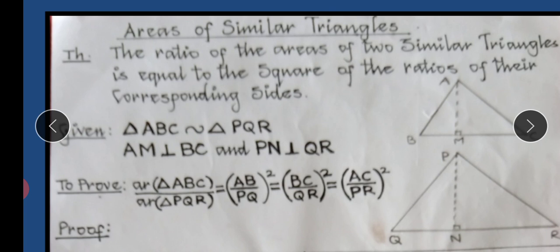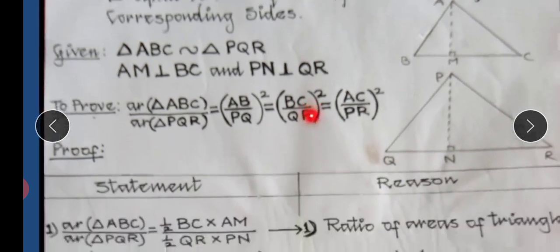This is what I was talking to you. Because of some technical problem, square was put at numerator and at denominator. Actually, you can write AB upon PQ whole square is equal to BC upon QR whole square is equal to AC upon PR whole square. As I told you earlier, the left hand side of what is asked to prove is the ratio of the areas of two triangles. Let's start with that.